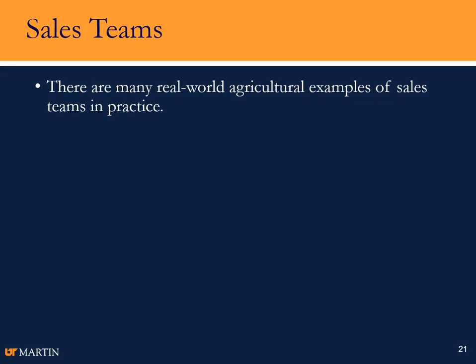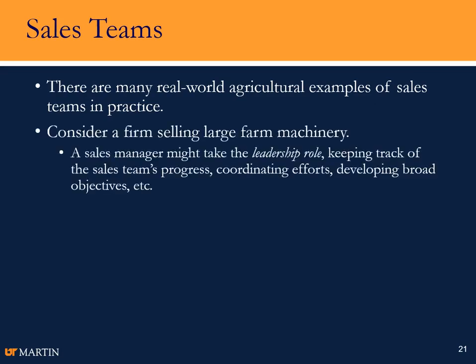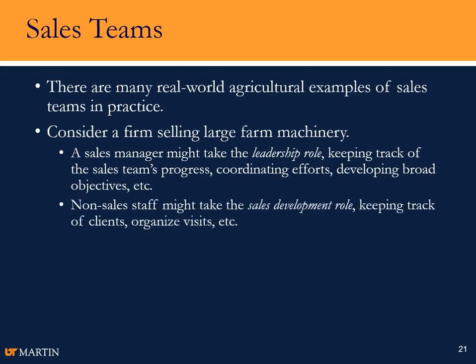So let's think about an example. The textbook has a different one, but let's talk about a firm selling large farm machinery. A sales manager is probably going to take the leadership role, keeping track of everybody's progress, creating big, broad objectives for the business to follow, and making sure that everybody's doing their part. For the sales development role, remember that's going to be finding new clients, organizing visits. That might be non-sales staff. It might be a secretary. It might be somebody keeping appointments. It might not be somebody who's actually directly involved in the sales profession, but they're still doing sales tasks.